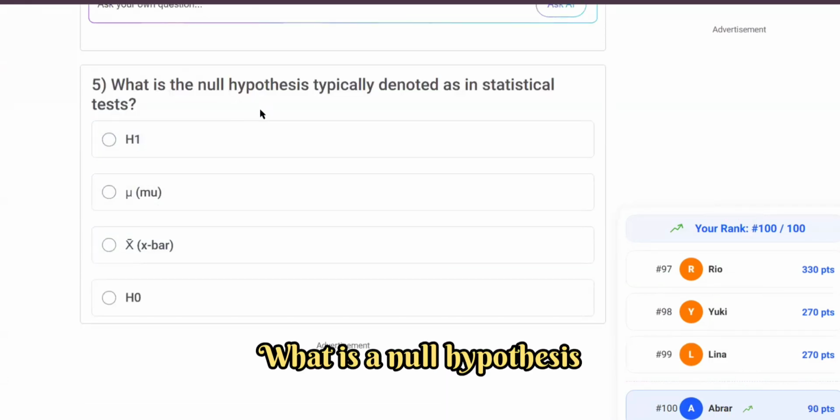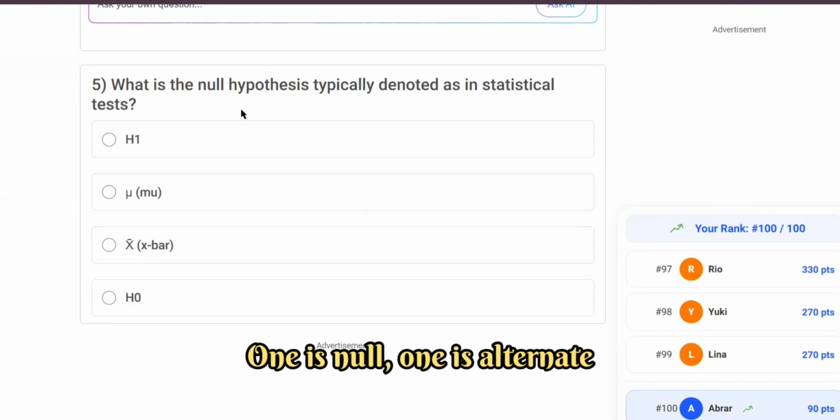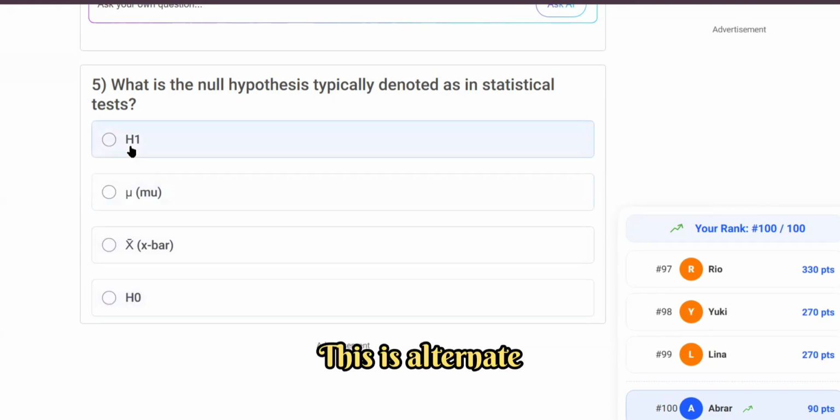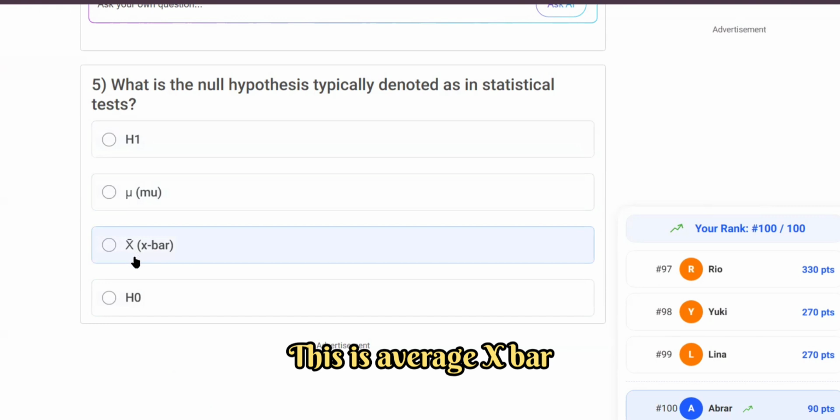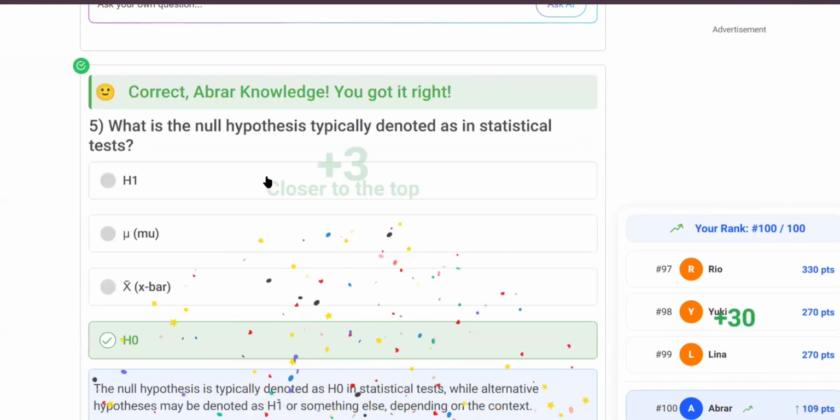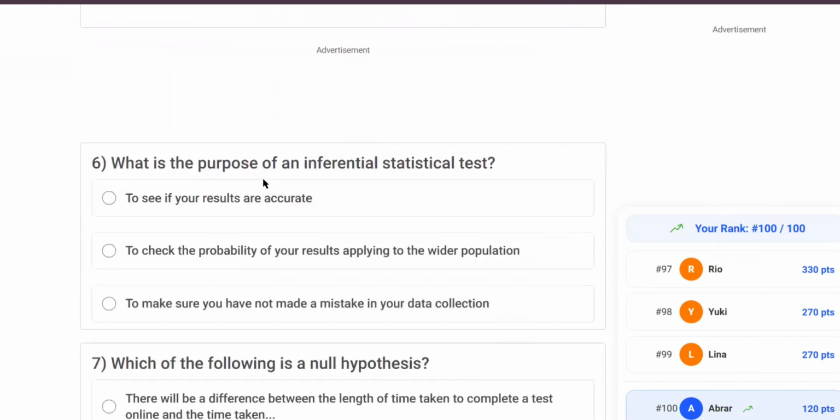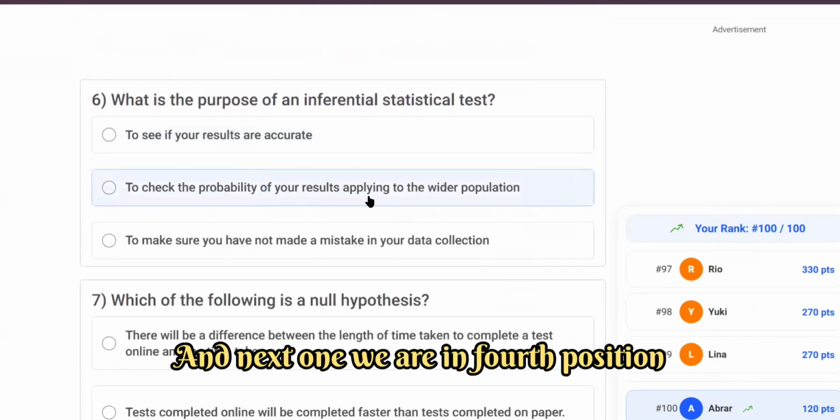What is a null hypothesis? There are two types of hypothesis. One is null, one is alternate. Null is represented by H naught. This is alternate, this is mu, this is average, X bar. And next one, we are in fourth position now.